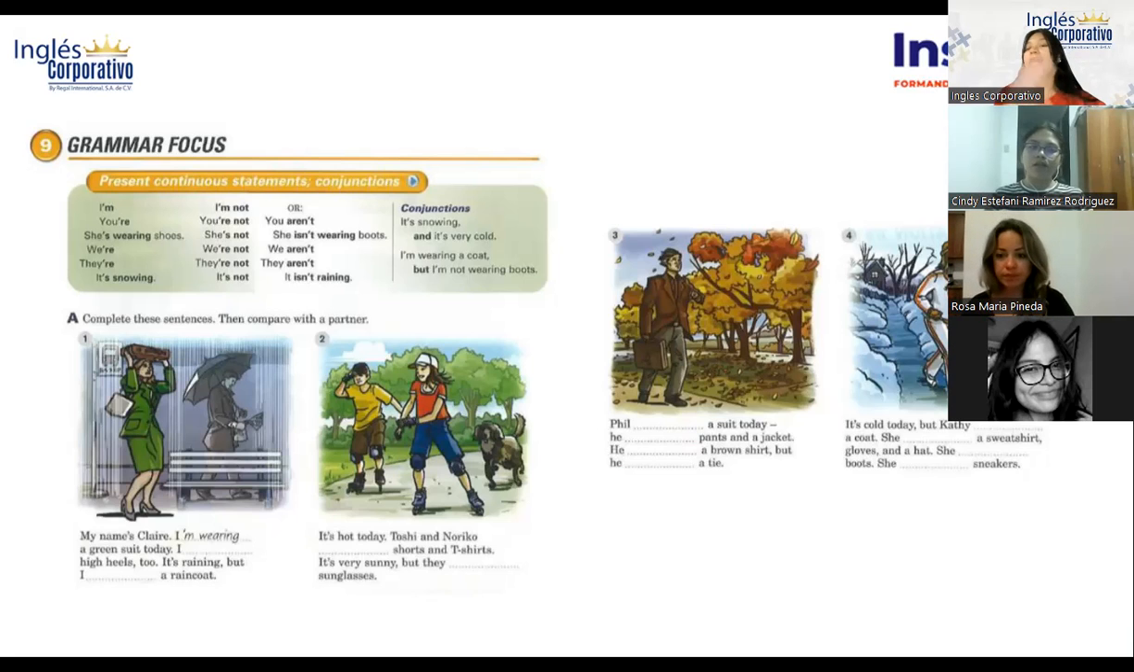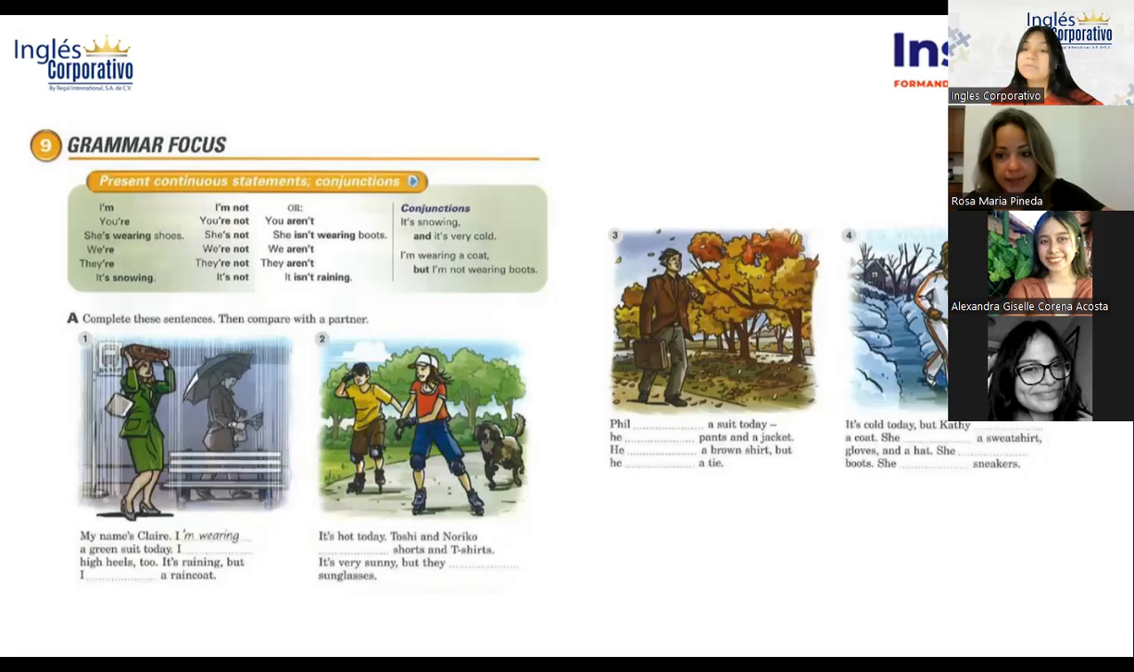Yes. Okay, and the last one, number four. It's cold today, but Katie is not wearing a coat. She is wearing a sweatshirt. Sweatshirt, very good. Gloves and a hat. She is not wearing boots. Excellent. She is not wearing boots. She is wearing sneakers.